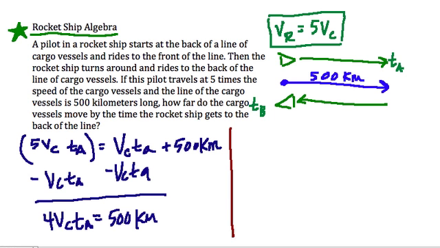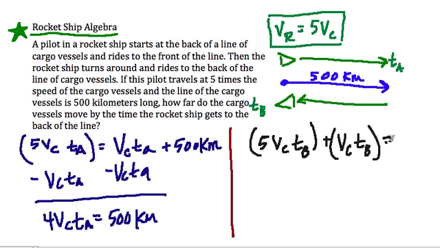Well, on the way back, the rocket ship is still going to travel at the same rate, right? 5 vc times the different time now, time of B. So that's the rocket ship traveling. Well, we have to think about the fact that we're adding on the velocity of the cargo ships now because they're traveling in opposite directions, and that is going to be equal to 500 kilometers.